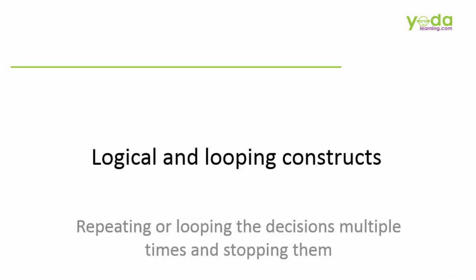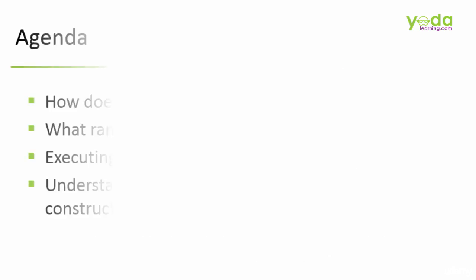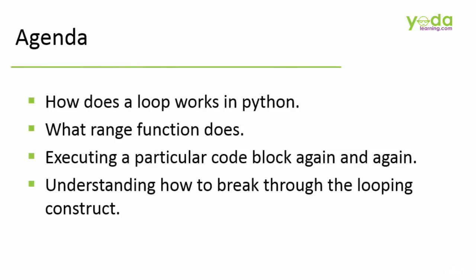And in this tutorial specifically, we are going to study logical and looping constructs. What it is exactly about is repeating or looping the decision multiple times and stopping them. So let's check that out. We are actually going to learn how a loop works in Python, what the range function is and what it actually does, executing a particular code block again and again, and understanding how to break through the looping construct.